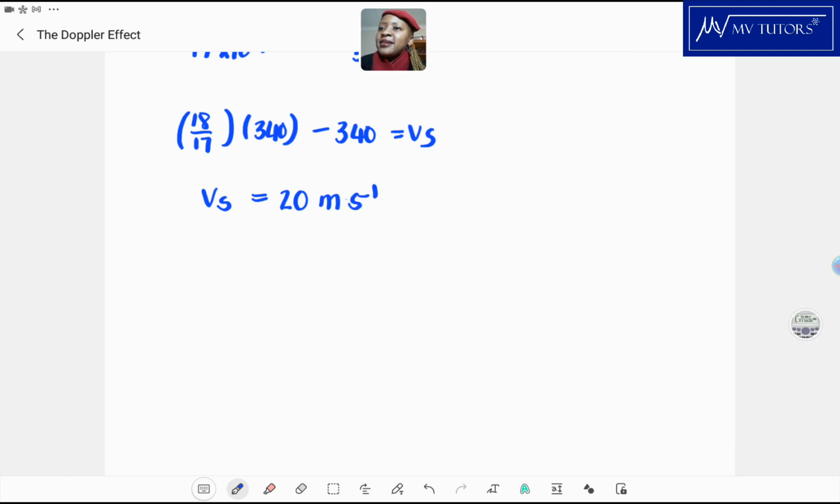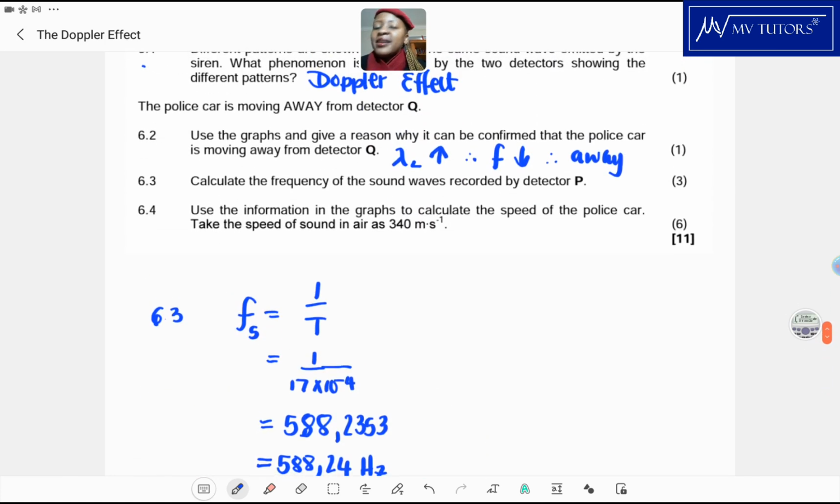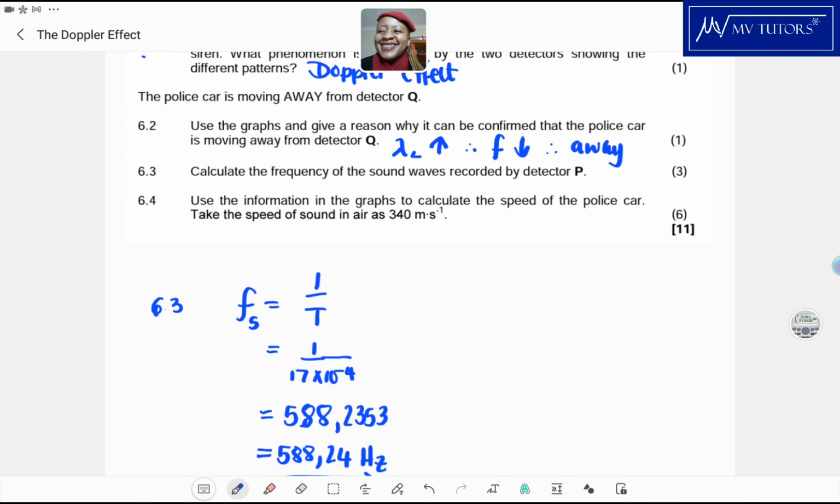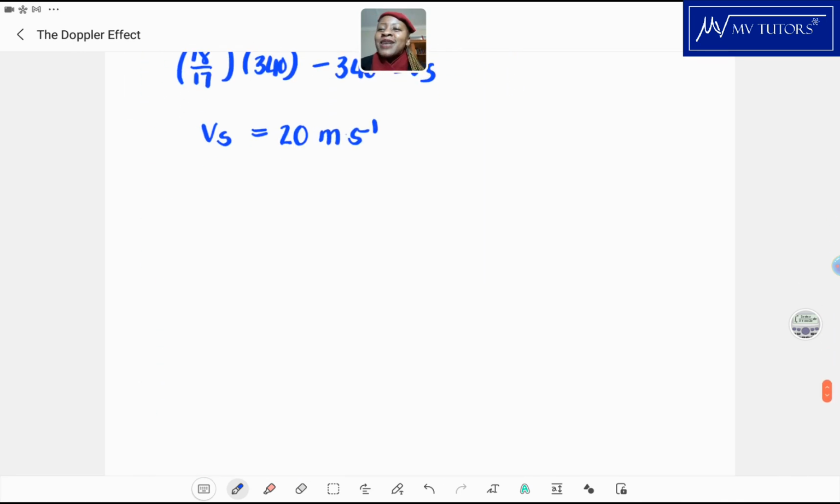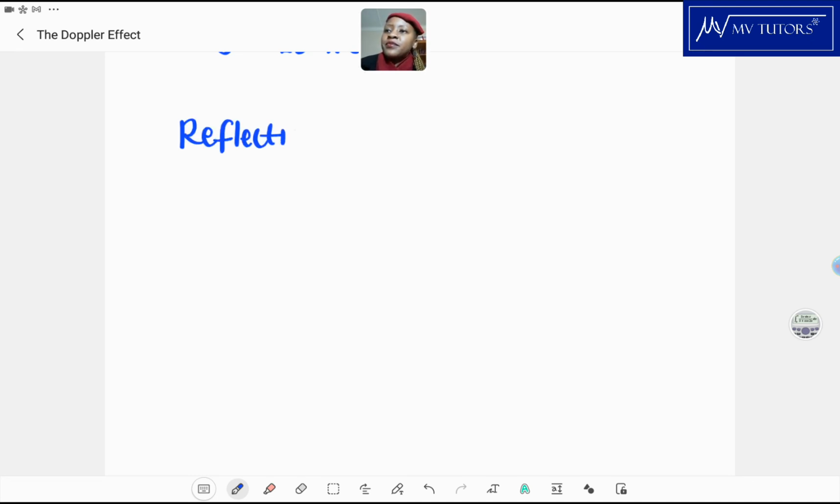Was that it, or did they ask us something more? Yeah, that's it. All right, guys. I also have another example, but I'm not going to put figures on. It's just what happens when sound is reflected. Okay, so reflection of sound.